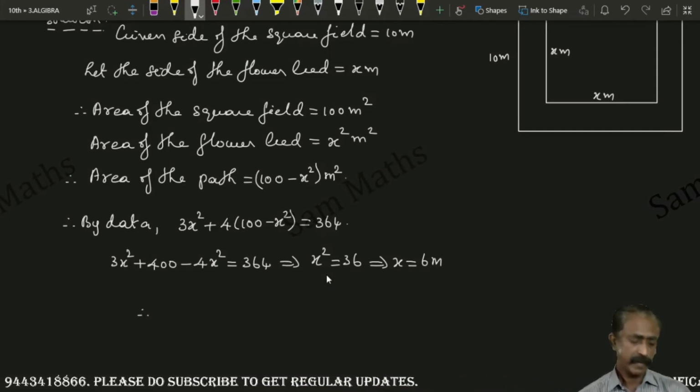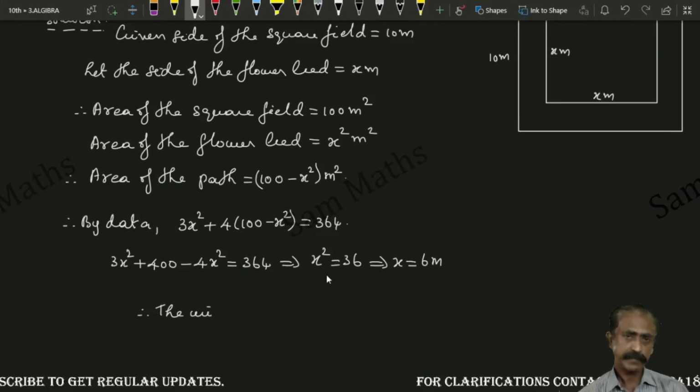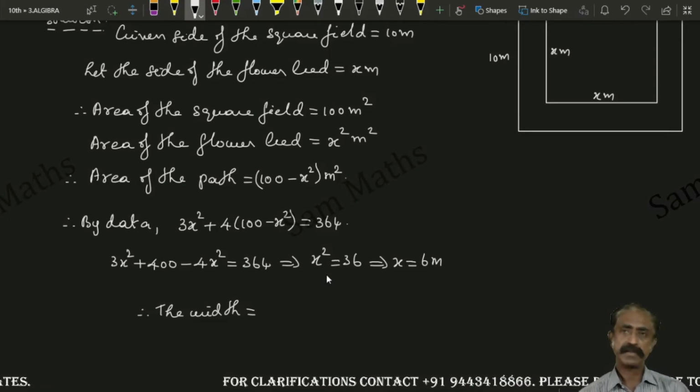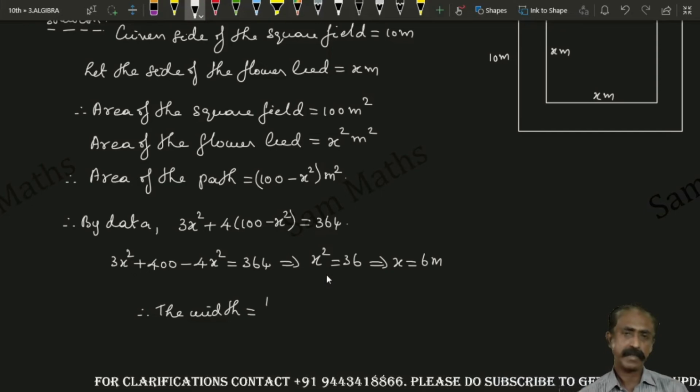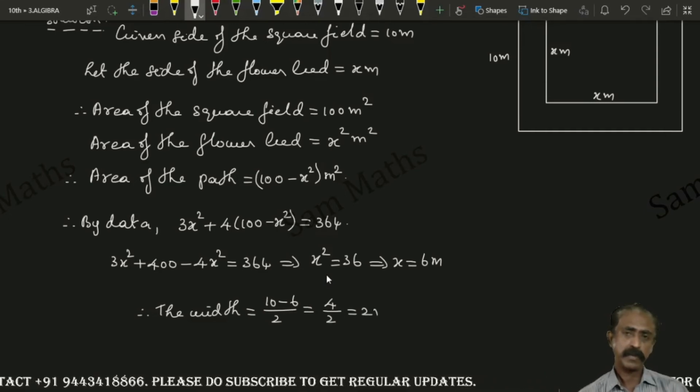Therefore, actually we need the width. Therefore, the width equal to, x is equal to 6. Total length is 10. Therefore, we are getting (10 minus 6) divided by 2, which is equal to 4 by 2, which is equal to 2 meters.